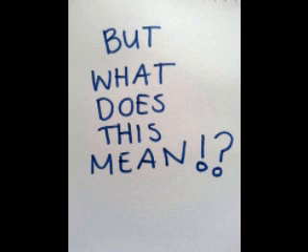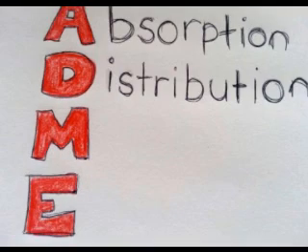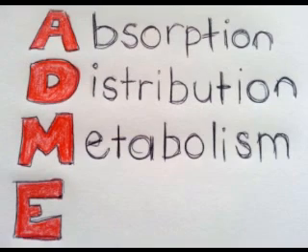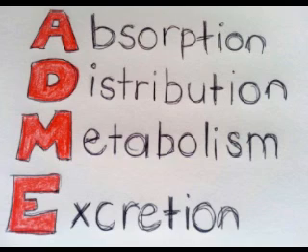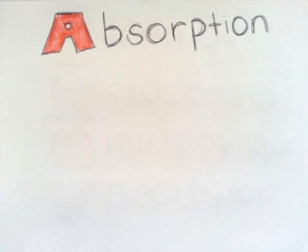But what does this mean? To do this, scientists need to study the pharmacokinetics of anti-cancer drugs, including the phrase called ADME: A for absorption, D for distribution, M for metabolism, and E for excretion. When a drug is administered exogenously, the mechanism of absorption focuses on how it will reach the target site.